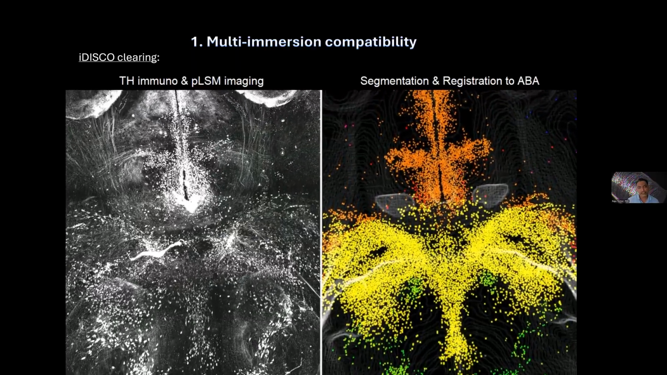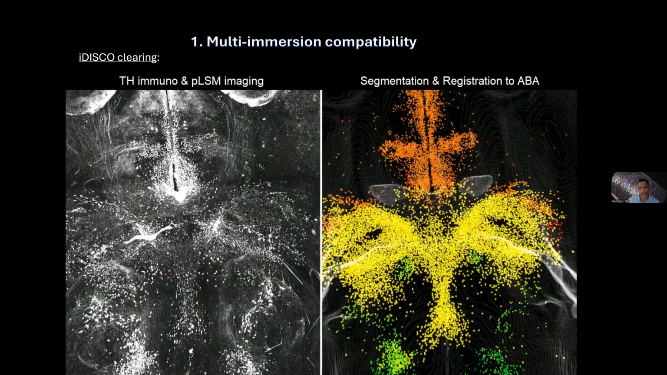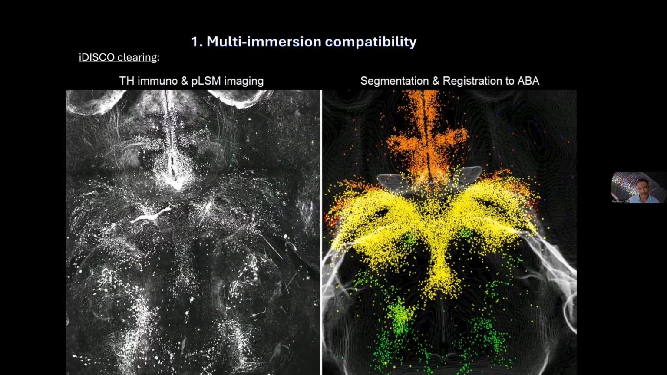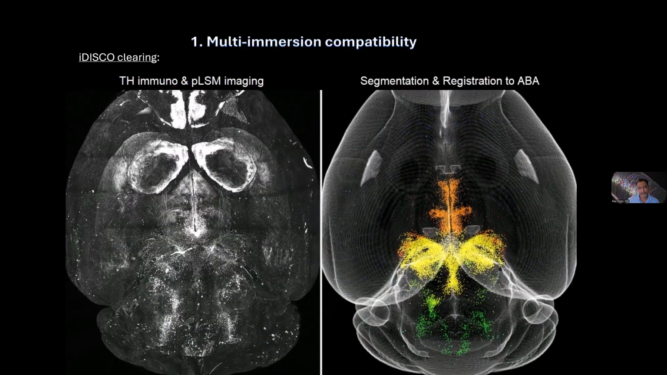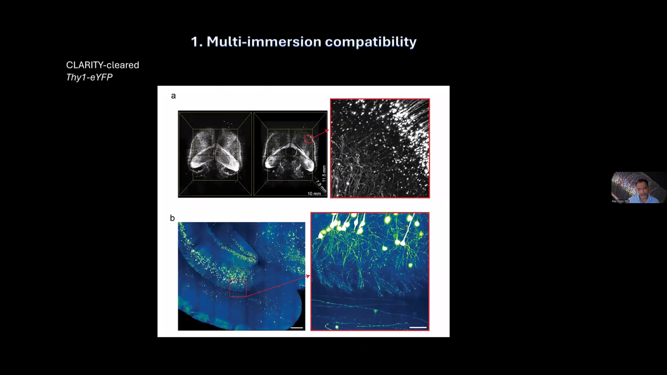iDisco clearing typically has a refractive index of 1.52 to 1.55 depending on the variant that you use. Here's an example of imaging a CLARITY cleared sample, which typically has a refractive index in the 1.45 range, so a different refractive index, and without any hardware change, because of the nature of the adaptive parameter correction, we can image this sample also at high in-focus quality throughout.